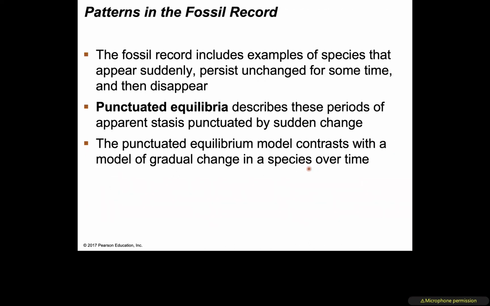So the fossil record includes examples of some species that appeared suddenly, and they persisted unchanged for some time, and then they disappeared. So the term that you should know, punctuated equilibria, describes these periods of apparent stasis punctuated by sudden change, where everything was the same, then all of a sudden there was a change. That's what that means.